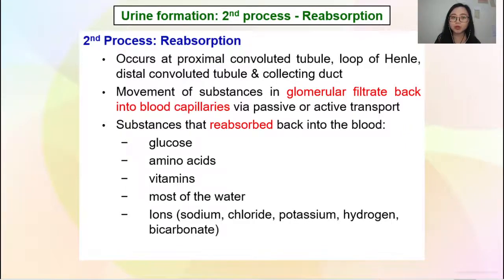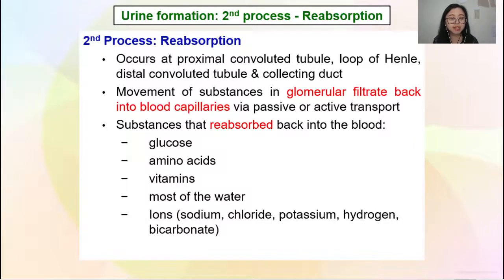We are going on to the second process involved in urine formation, which is reabsorption. So this reabsorption, serap semula benda yang kita masih mahu daripada filtrate. It occurs at the proximal convoluted tubule, loop of Henle, distal convoluted tubule, and collecting duct. Reabsorption is the movement of substances in the glomerular filtrate back into the blood capillaries via passive or active transport.